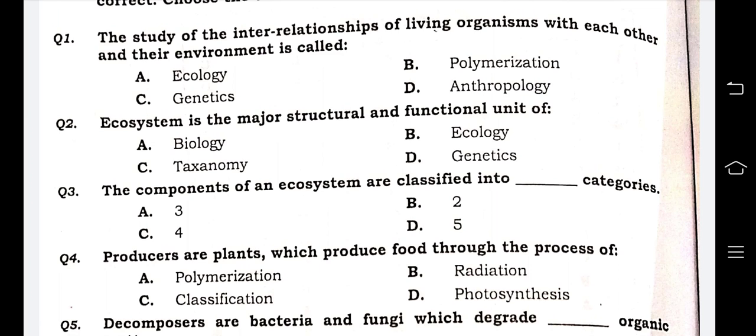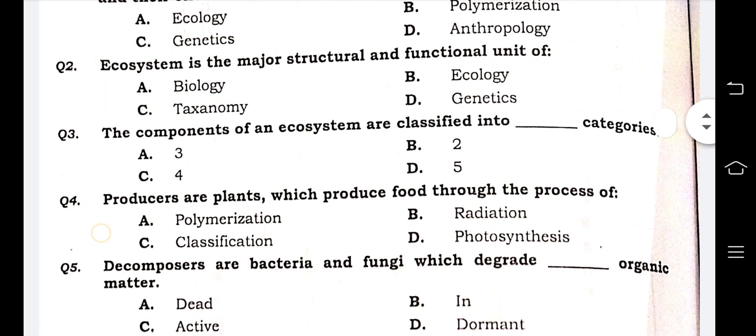Question number 2: Ecosystem is the major structural and functional unit of: option A biology, option B ecology, option C taxonomy, option D genetics. So ecosystem is the major structural and functional unit of ecology. The components of an ecosystem are classified into dash categories: option A 3, option B 2, option C 4, option D 5. So the components of an ecosystem are classified into two categories, abiotic and biotic.